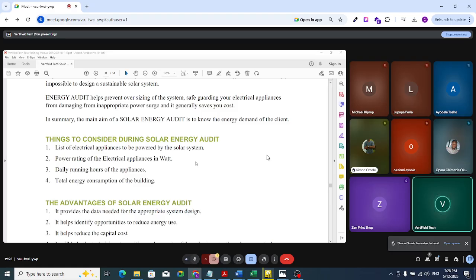The first thing to consider is the list of electrical appliances to be powered. 2. The power rating of those electrical appliances. 3. Daily running hours of these electrical appliances. And 4. The total energy consumption of the building. Now the fourth item, the total energy consumption of the building, is the reason why we are here today. The other three parameters help you to get the fourth parameter.